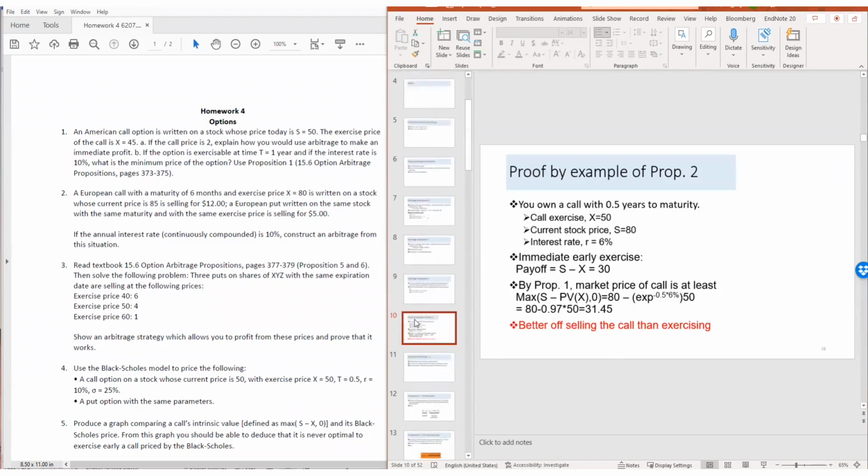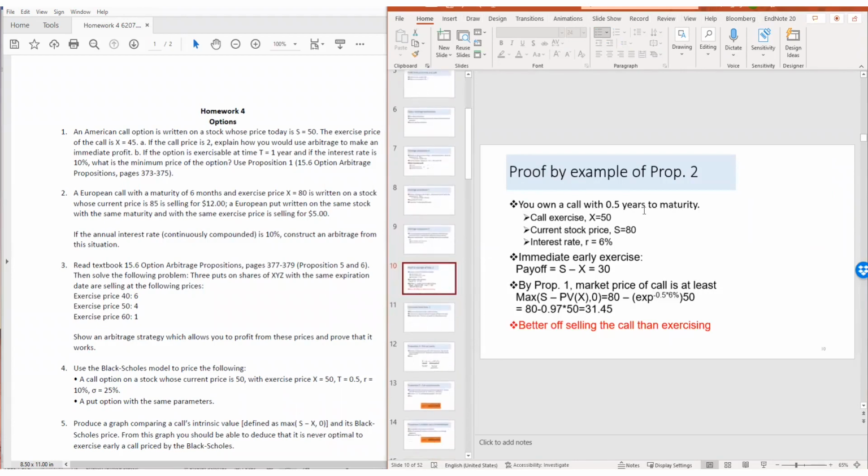Here, a simple proof for proposition 2. We're going to use proposition 1 as well. So let's say we own a call with half a year to maturity, exercise price is $50, stock price is $80, interest rate is 6%. Early exercising the call option will realize the $30 difference between the stock price and the exercise price. So you'll realize this $30 profit.